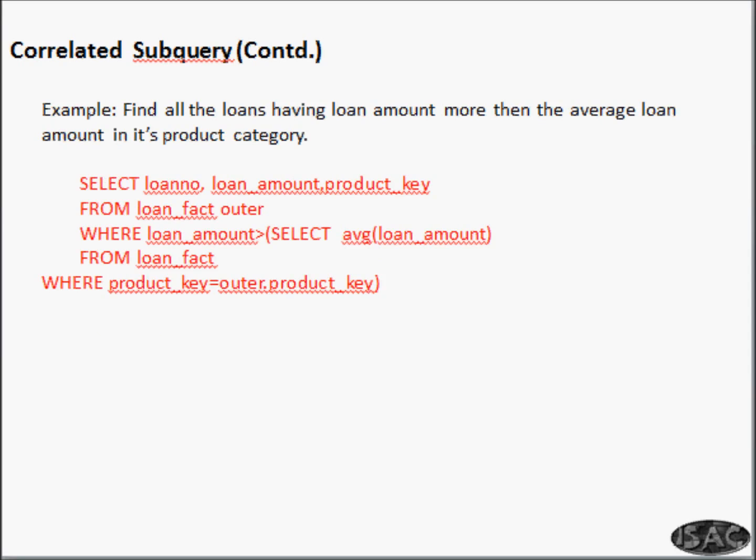Find all the loans having a loan amount more than the average loan amount. Okay, this is the answer for that, right? Selecting the average loan amount and then displaying the loans. So which loan amounts are more than the average?